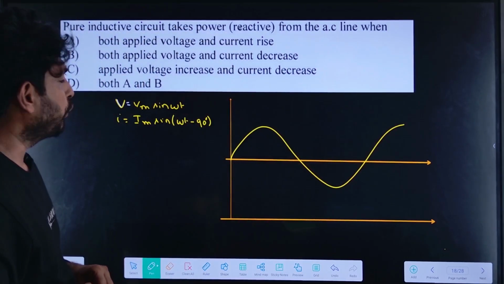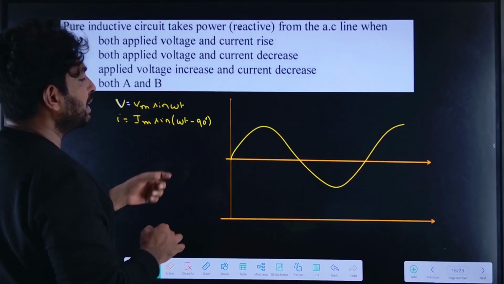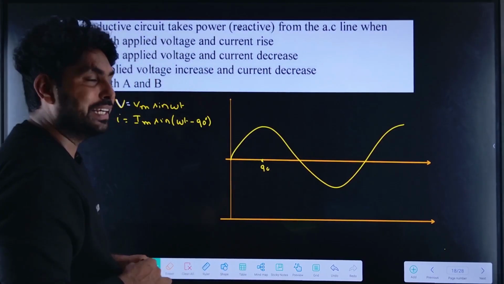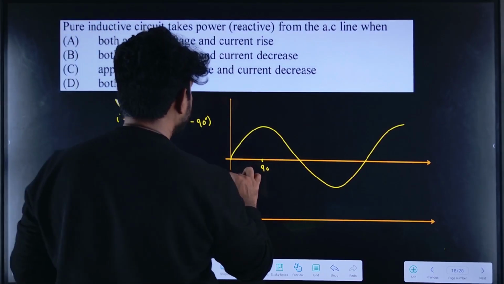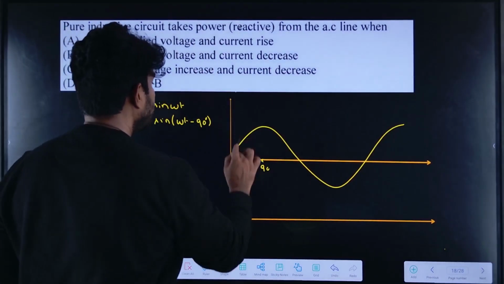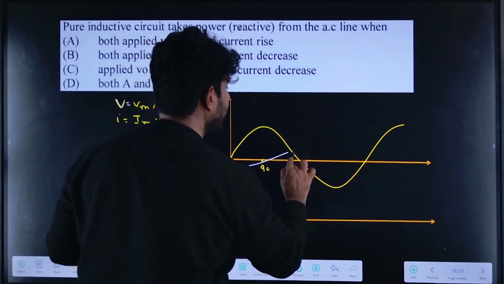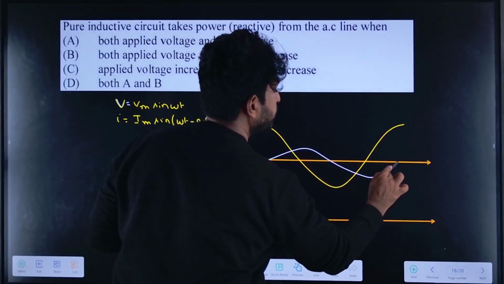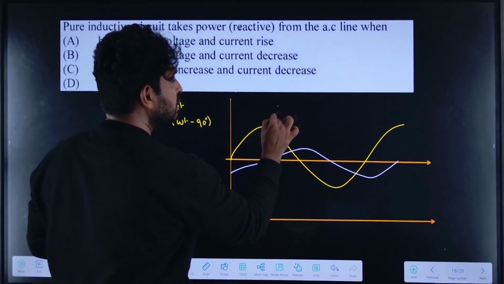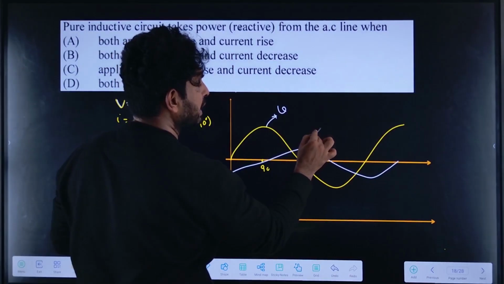So V equal to Vm sin omega t. I will lag the V by 90 degrees. Let it be 90 degrees. So I lags V by 90 degrees. Let me represent it with another color. So the current will be like this. This yellow color line is voltage and this white color line is current.